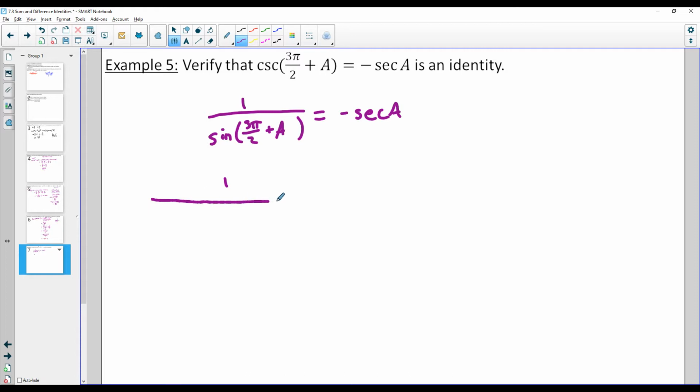I'm going to leave myself a bigger line here, and then if we split that up properly, that should be sine of 3 pi halves times cosine of a, we don't know what a is, plus cosine of 3 pi halves sine of a equals negative secant of a.